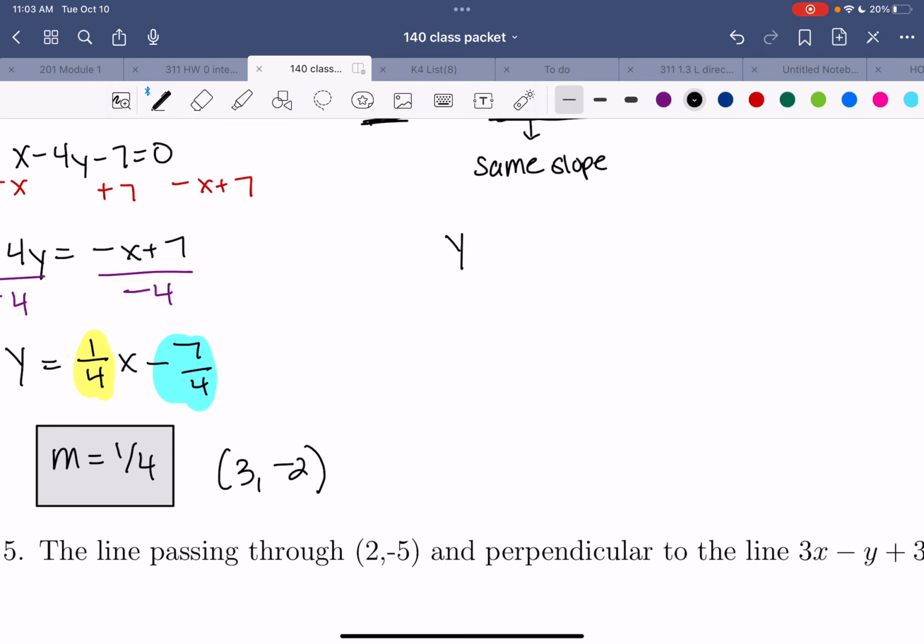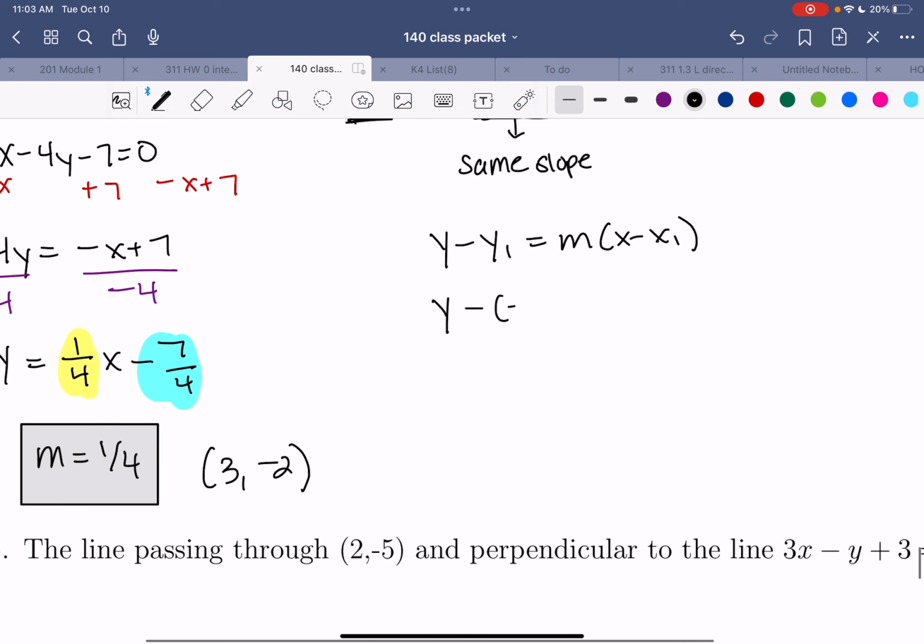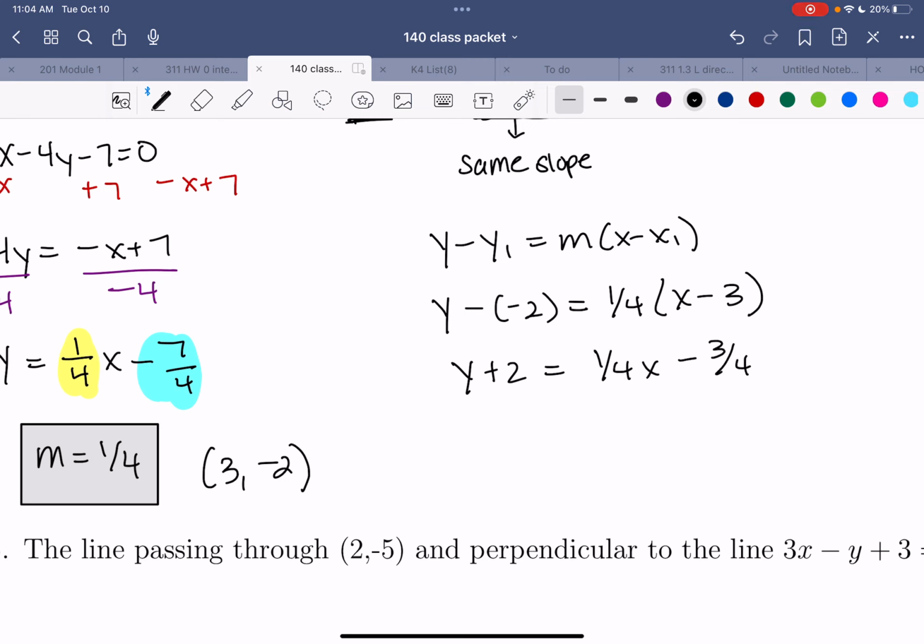So that is y minus y1 equals m times x minus x1. And I'm going to plug in my y value, which is negative 2. My slope is 1/4. And my x1 is 3. So that gives me y plus 2 is 1/4 x minus 3/4. Okay. And then I'm going to go ahead and subtract 2 from both sides to get it to be y equals.